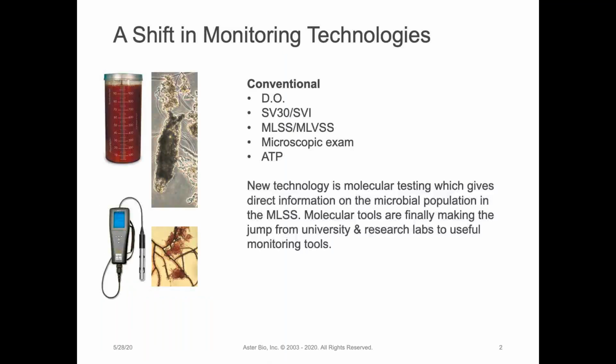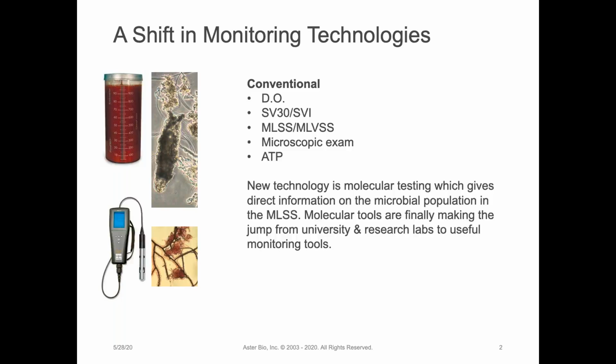So over the last several years, there's been a shift in monitoring technologies for industrial wastewater. Traditional monitoring technologies really focused on treating the biomass in your system, the mixed liquor, as a black box. It didn't really look at the types of bacteria and the relative amounts of it that make up the mixed liquor.